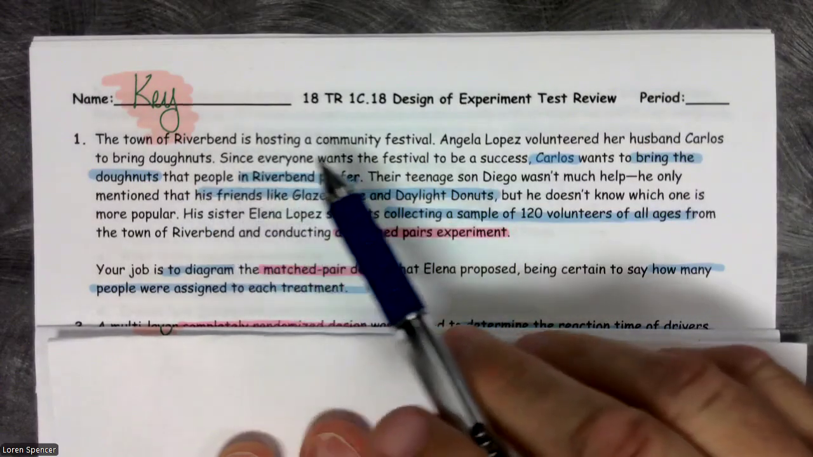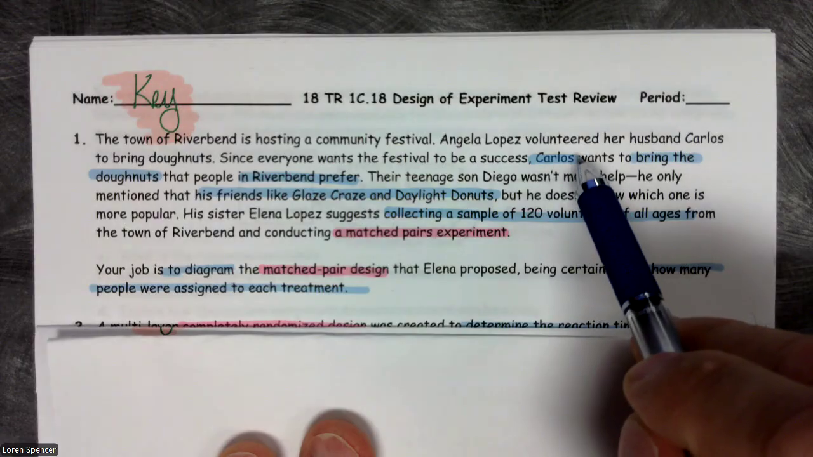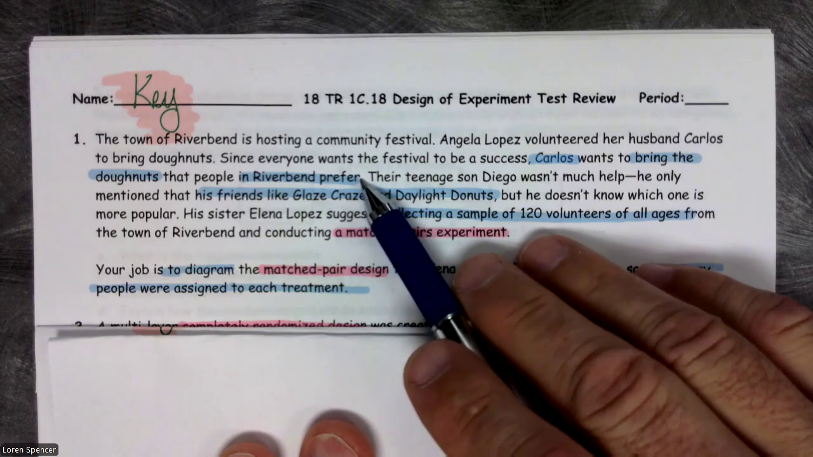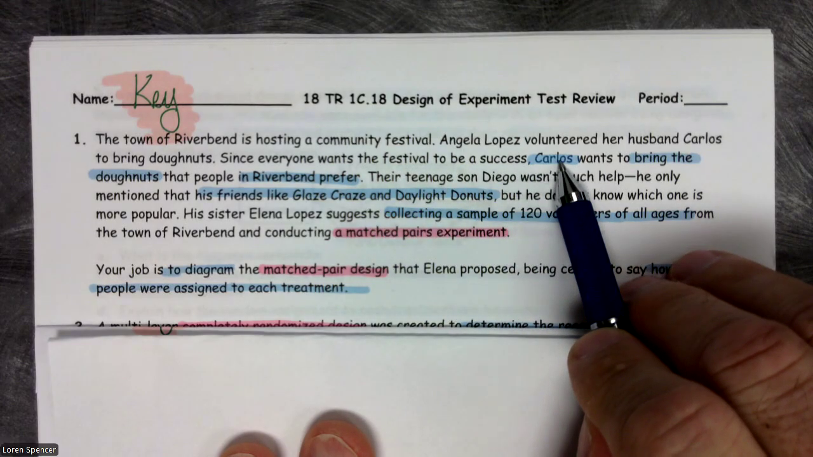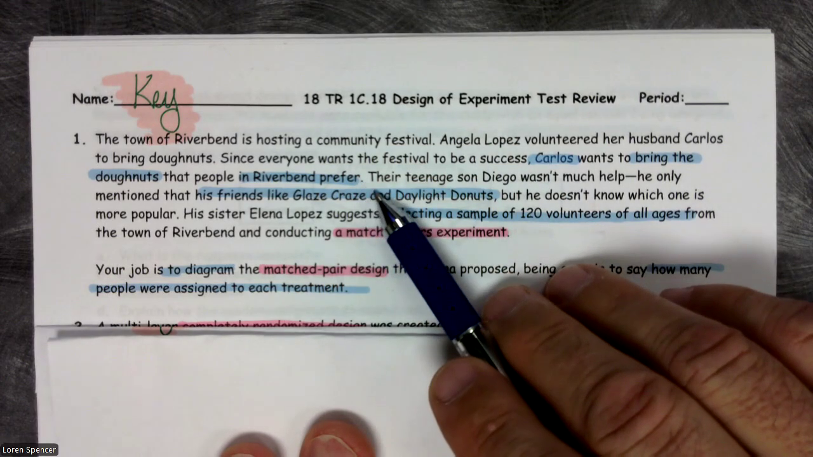So the town of Riverbend is hosting a community festival. Angela Lopez volunteered her husband, Carlos, of course she did, to bring donuts. Since everyone wants the festival to be a success, Carlos wants to bring the donuts that people in Riverbend prefer. So in other words, we're trying to figure out what donut they want.